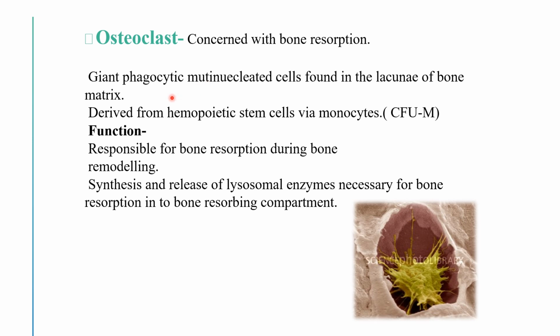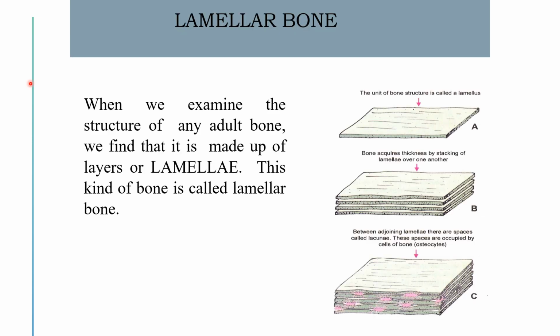Giant phagocytic multinucleated cell found in the lacunae of bone matrix. So this is the yellow colored one, that is osteoclast. It is derived from hematopoietic stem cells via monocytes. And the function is responsible for the bone resorption during bone remodeling, and synthesis and release of lysosomal enzymes necessary for bone resorption into the bone resorbing compartment.